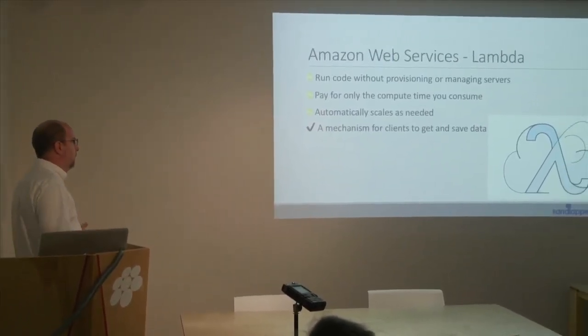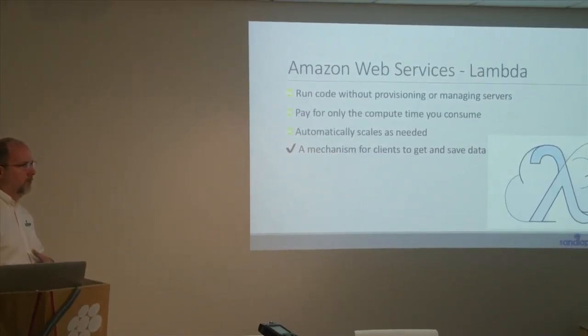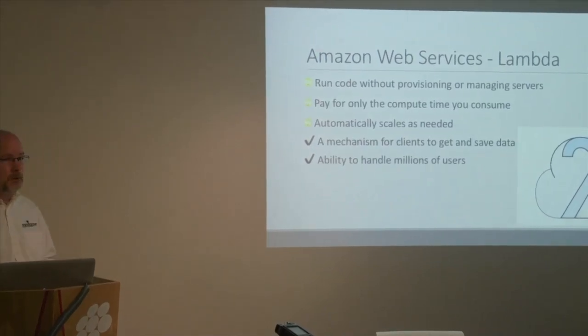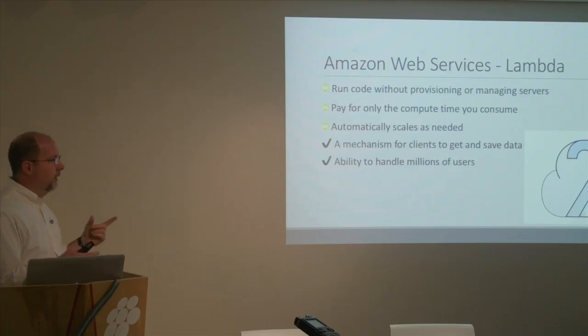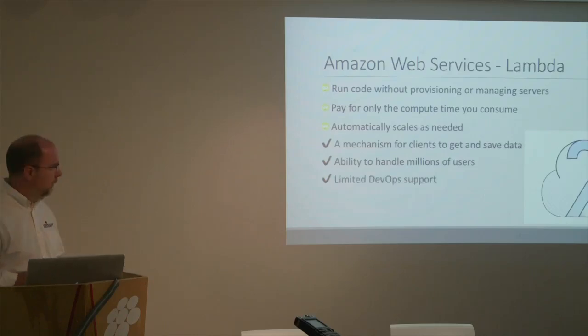One, I need a mechanism for clients to get and save data. All right, well, that's just me writing code. So yeah, I can check that one off. Ability to handle millions of users hitting these APIs. Well, it automatically scales as needed, so I'm going to check that box also. Limited DevOps support. Well, I don't have to provision or manage servers or anything, so let's check that box too.